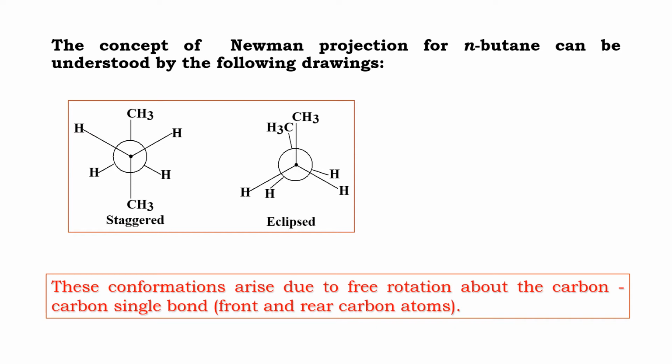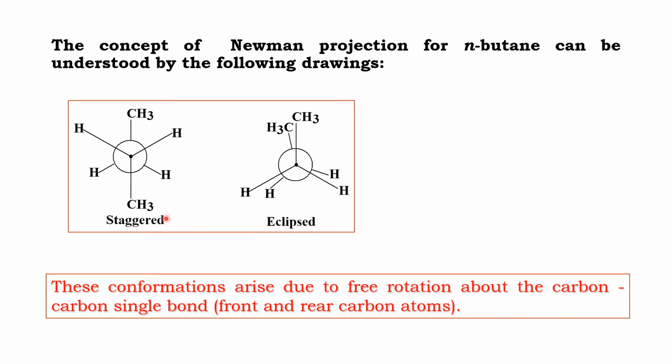Newman projection formula is usually used for representing the conformations of molecules. To identify and understand the conformations, we usually use Newman projection formula. See here, this is the Newman projection formula of staggered and eclipsed form of normal butane.